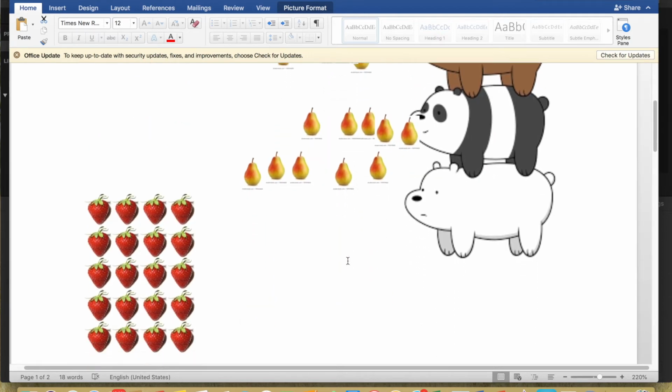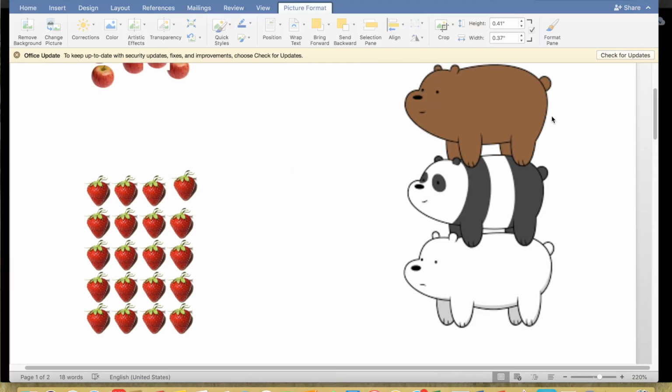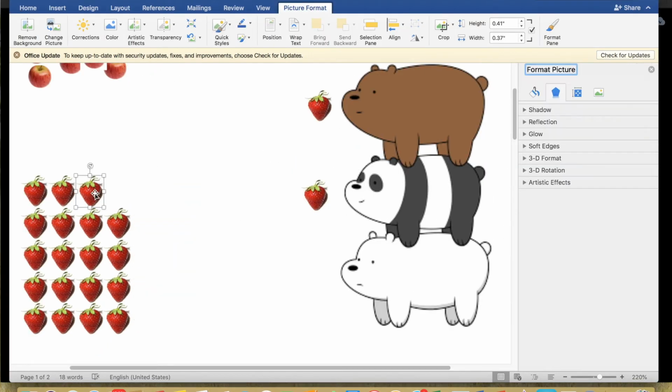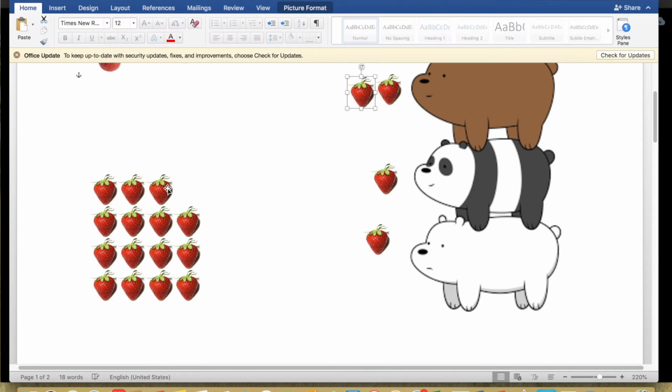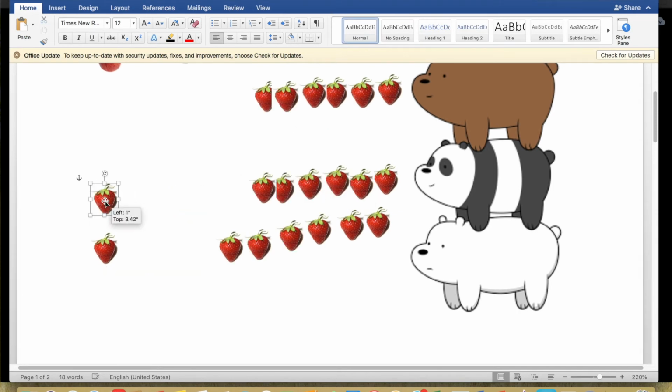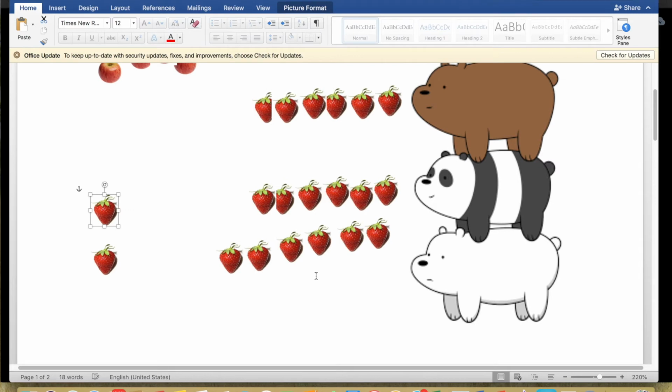Now if we look at our strawberries, we see that all of them have 6, but we still have 2 left over because there was a total of 20. So that means that 20 cannot divide into 3 equally. So the strawberries would have been the fruit that the bears cannot get an equal amount of. And we will have 2 left over. So that answers all of our questions for the top.